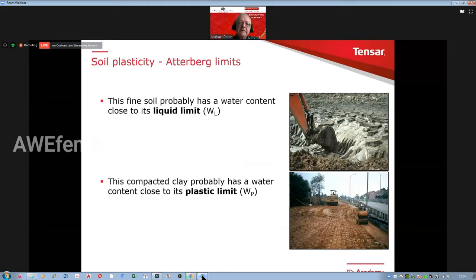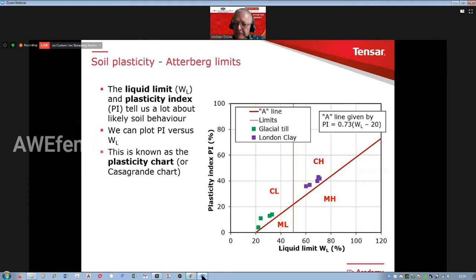The way we normally summarize these Atterberg limits is to plot them on what we call a plasticity chart or a Casagrande chart, where we plot the plasticity index versus the liquid limit, and then we have this rather well-known line called the A line, which is the inclined line on the graph there. And I've shown here two test results actually from the United Kingdom, a glacial till and London clay. And the point about this graph is that if you plot above the A line, then the material is likely to be a clay. But if it plots below the A line, it's likely to be dominated by silt content.